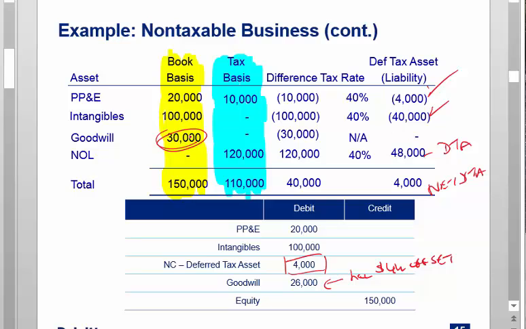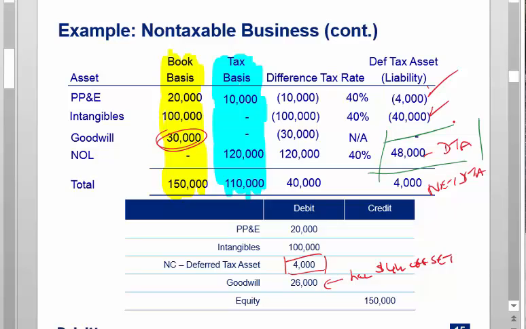But now, hopefully, you can appreciate that it's pretty important to make sure that when you book an NOL like that, this is a good asset. Because you wouldn't want to book that entry and then later think, oh, I guess it's all limited by 382, I can't use it. Right? Like that would be a problem.